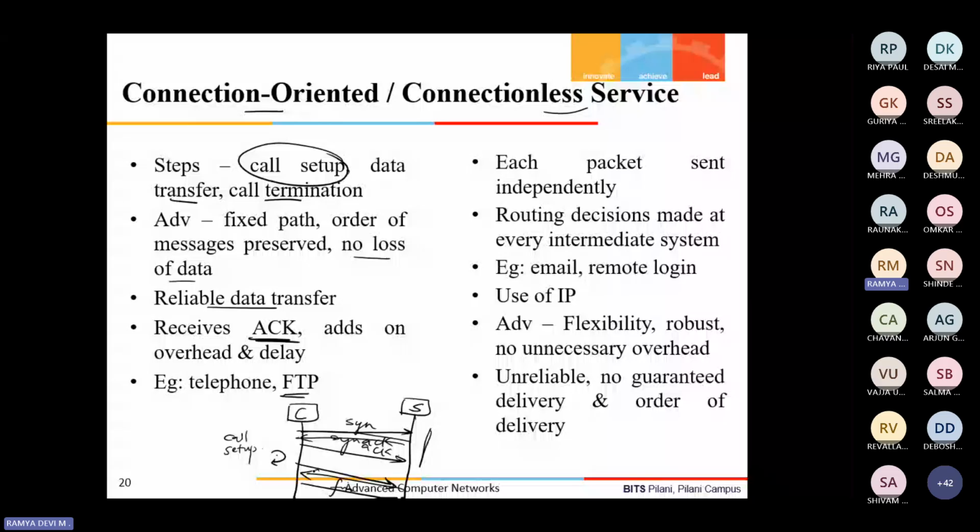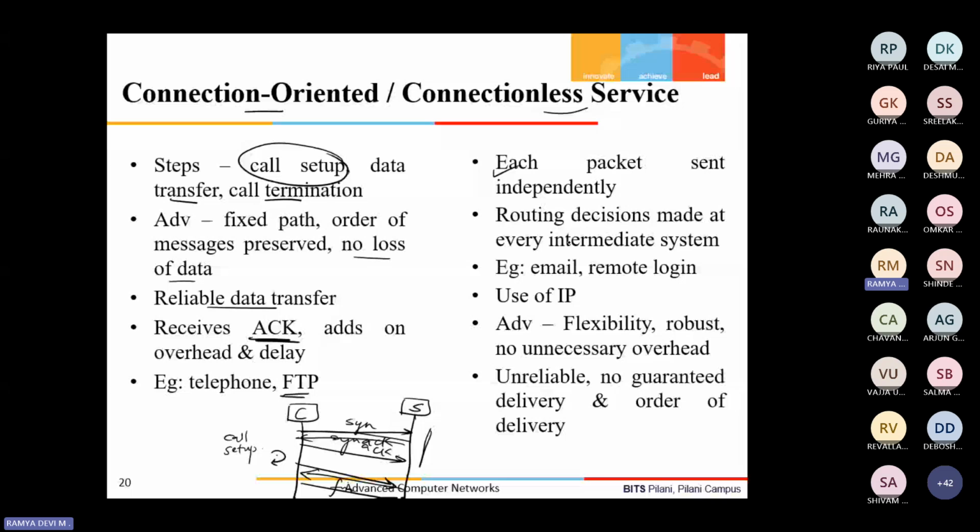The next one is connectionless service. In connectionless service, the packet will be sent immediately. Each packet can take a different route to reach the destination. The routing decisions on how the packet should be routed will be made at the intermediate nodes, or by the router.